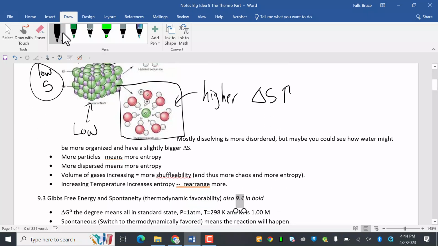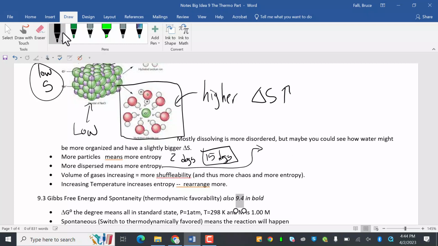More particles means more entropy. What's a bigger mess? What's more chaos? Well, let's do simple. What's messier and has a bigger mess in the house? 2 dogs or 15 dogs? 15 dogs is more chaos. More dispersed means more entropy.